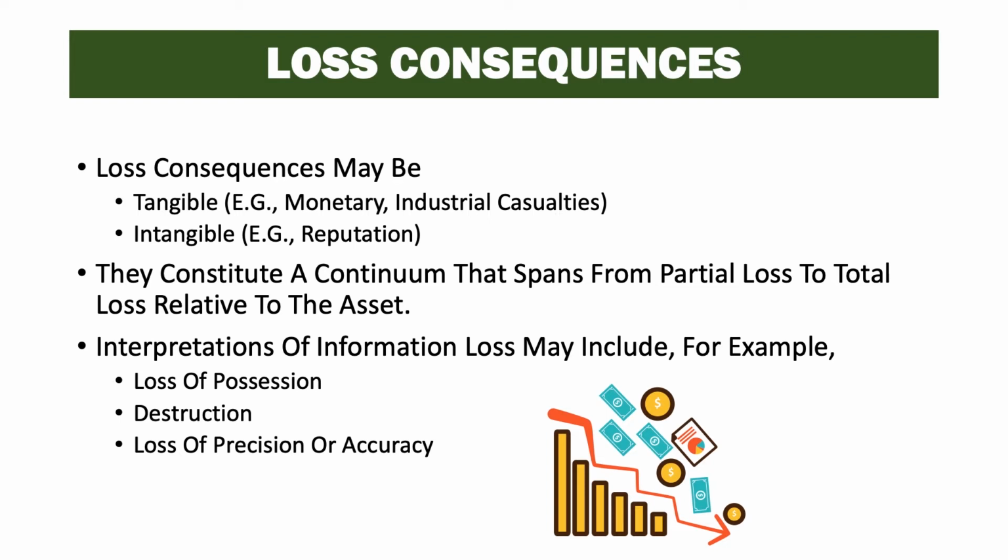Interpretations of the information loss may include, for example, the loss of possession, destruction, or loss of precision or accuracy. And let's talk about those a little bit. Loss of possession. Of course, that someone has stolen the device, they've taken it. Destruction, the device or the information has been destroyed. And the first one we can talk about is not just a tangible asset like a system being stolen, but it could be information. We've lost possession of information. And then loss of precision or accuracy. So that's a loss that impacts the accuracy of information. It's been compromised in some way.